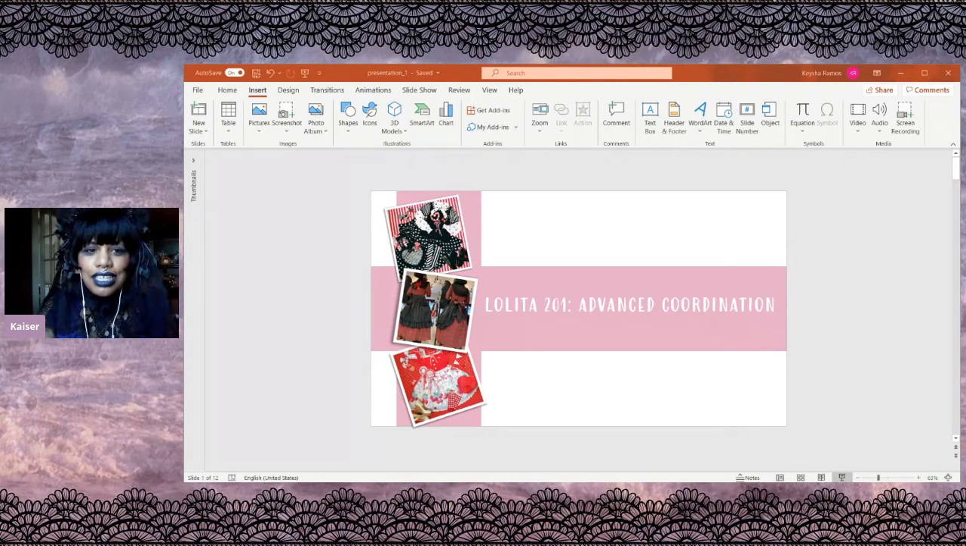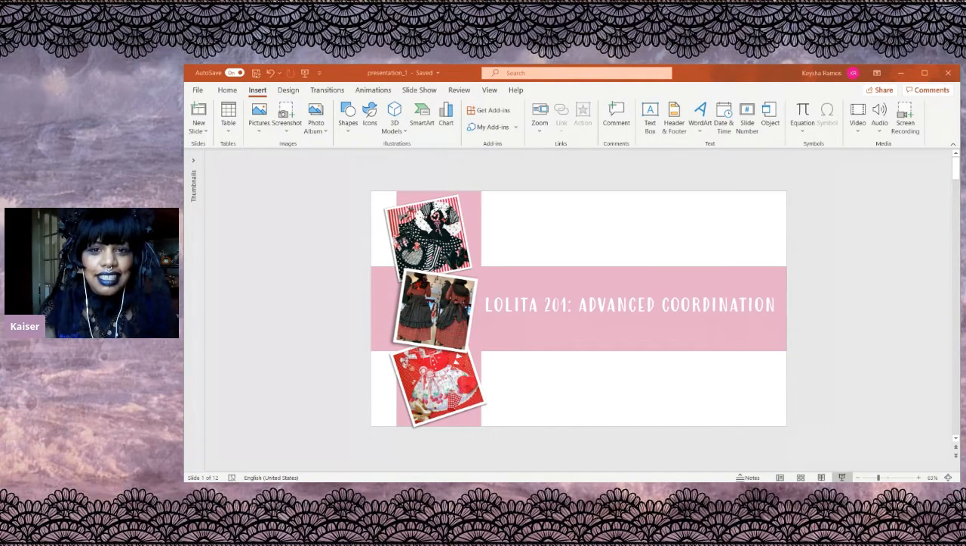So it's really not only looking for inspiration within Lolita, but also looking for inspiration outside of Lolita to bring back into the fashion. I think that's what really makes a really strong, really unique coord that people react really well to.